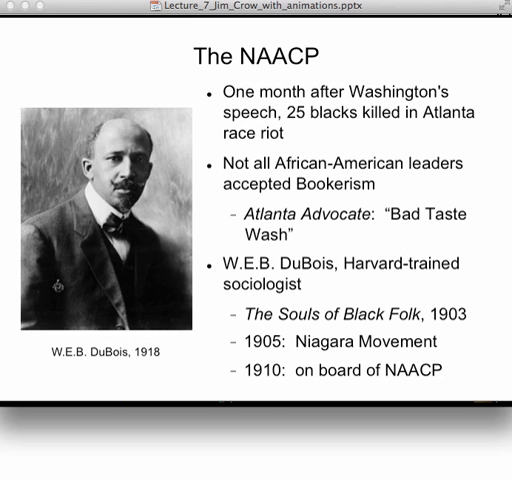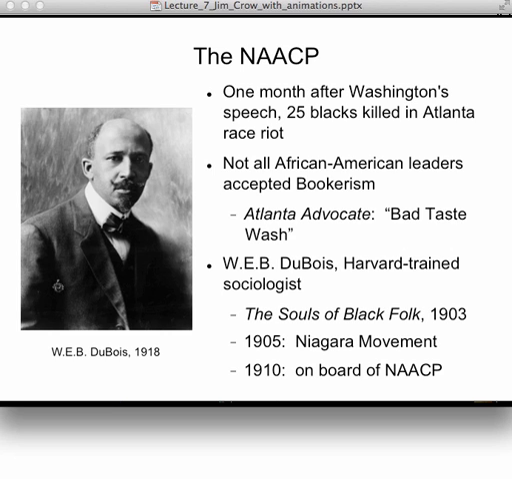However, all was not well in the South even after the beginning of Bookerism, and that should have been clear from the fact that only 1 month after he gave the speech in Atlanta, there was a huge race riot in which 25 African Americans were killed.